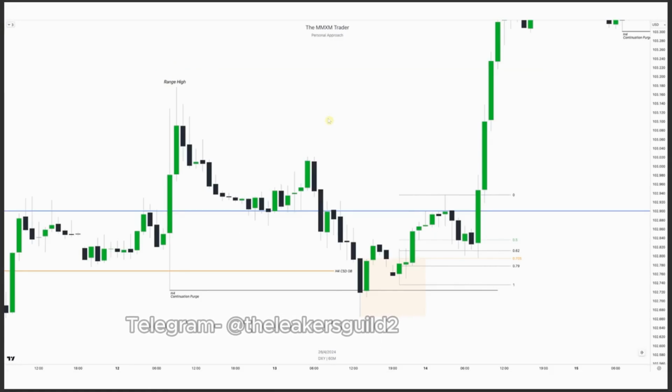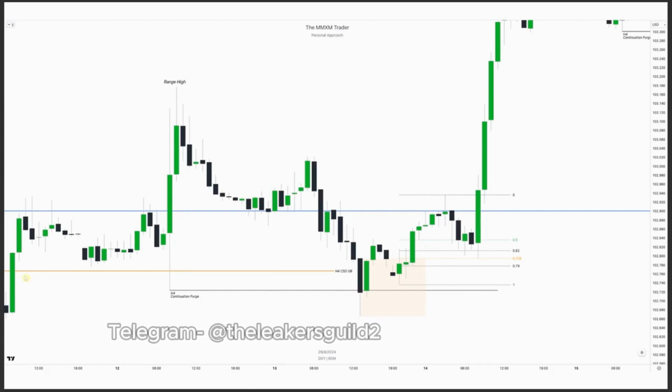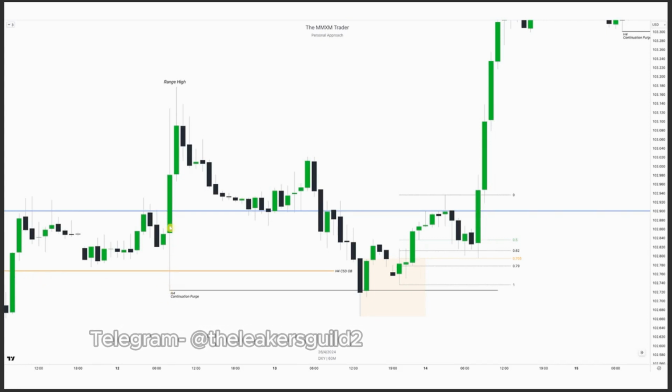So we're zooming in a little bit further, like the 1-hour chart over here. And we're zooming in on that 4-hour continuation purge, right? So we had that 4-hour order block over here, right? A change in the state of delivery. Now we had that 4-hour continuation purge. So we purged the low down here.